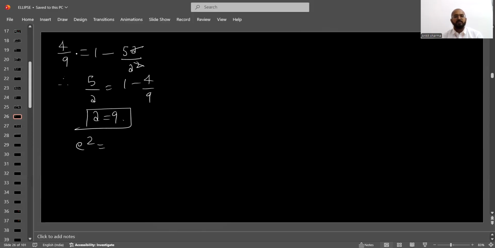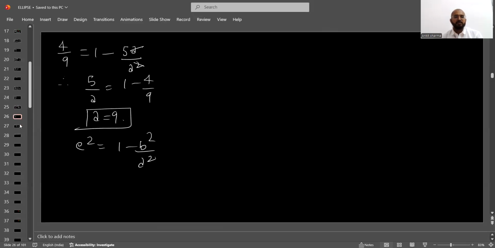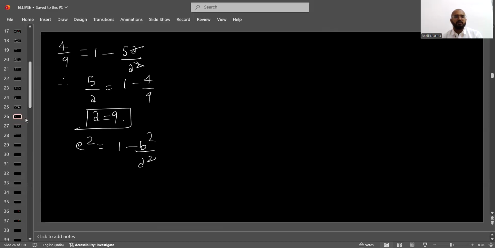And now E square is equal to 1 minus B square over A square. I can use this, or else wait a moment, I think using this equation would be better. See, A is equal to 9 we already have got. A is 9, so here B square is equal to 5 times A. So B square is equal to 5A. So from here I get B square is equal to 45.